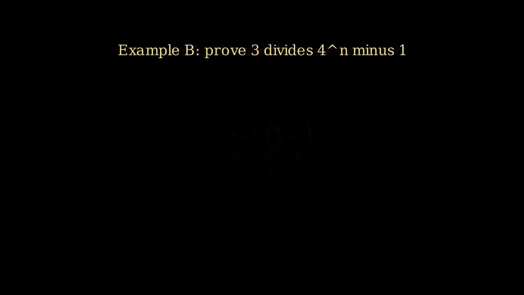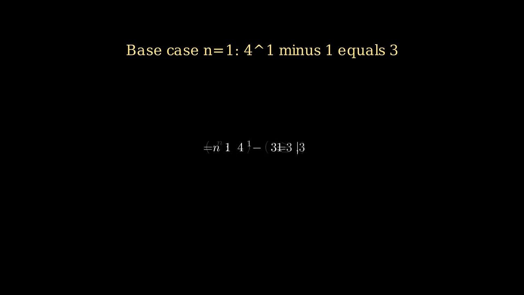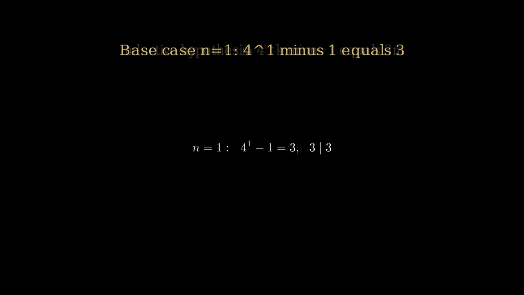Worked example B. Prove that for all n greater than or equal to 1, 3 divides evenly into 4 to the n minus 1. Base case, n equals 1. 4 to the 1 minus 1 equals 3, and 3 clearly divides 3. Inductive hypothesis.